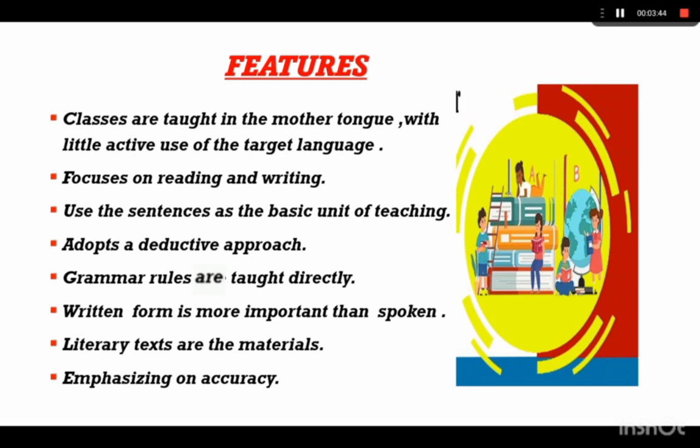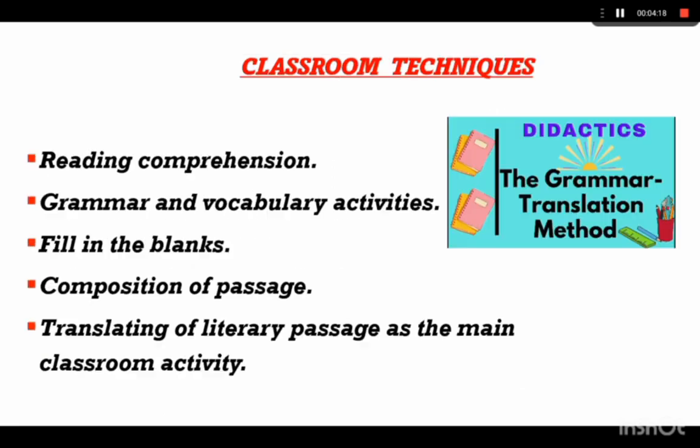Grammar rules are taught directly. Written form is more important than spoken. Literary texts are the materials, because the main objective is understanding the literary text of the target language. That's why literary texts are the main materials. Emphasizing accuracy. Studying the grammatical structures will emphasize the accuracy of the language rather than fluency.